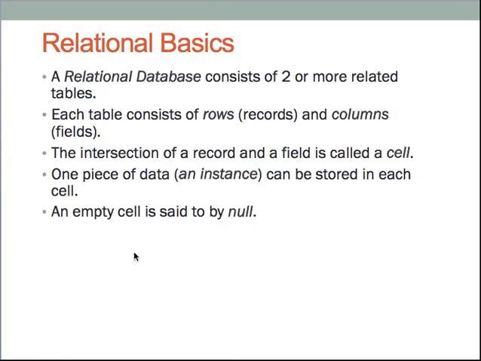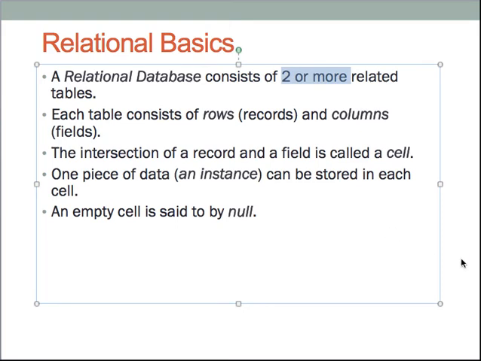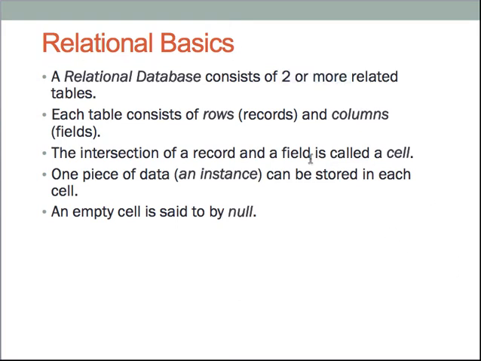A few rules around relational systems. In a relational database, in order for a relationship to occur, you must have at least two tables. It's very difficult to have a relational database with only one table, because it's not relating to anything else. So generally it must consist of at least two or more related tables. Tables are related by sharing a common field. That's how the relationship is formed. So there is at least a common field between each of the tables in the database.